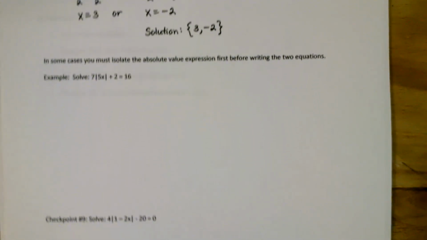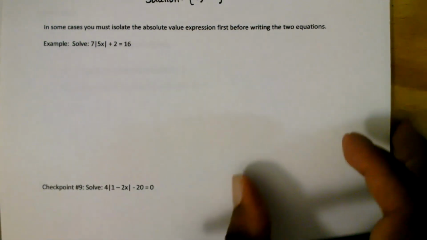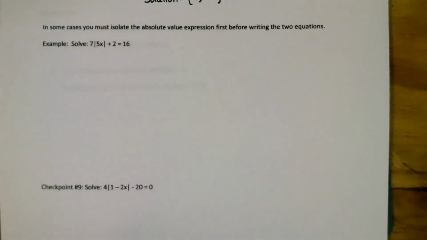Now, let's say our equations were written somewhat like these two here. These are cases where you must isolate the absolute value first before you start to write your two equations. So in this example, we have 7 times the absolute value of 5x plus 2 is equal to 16.